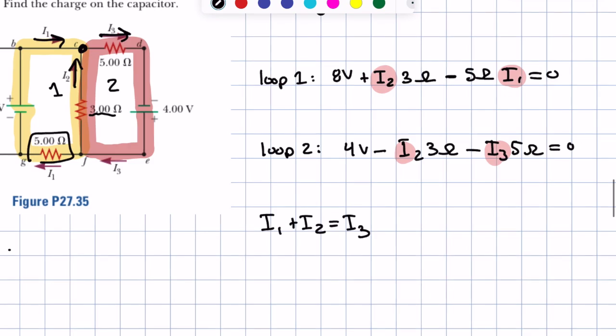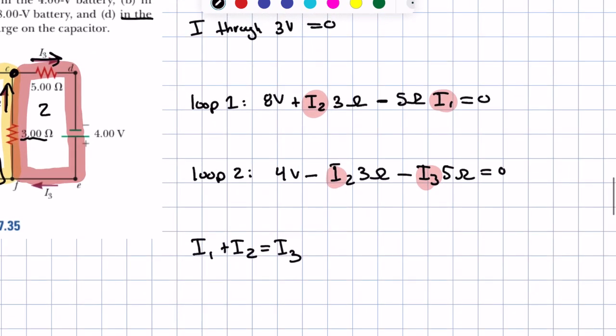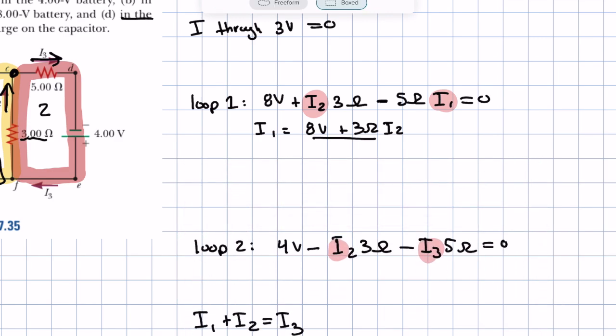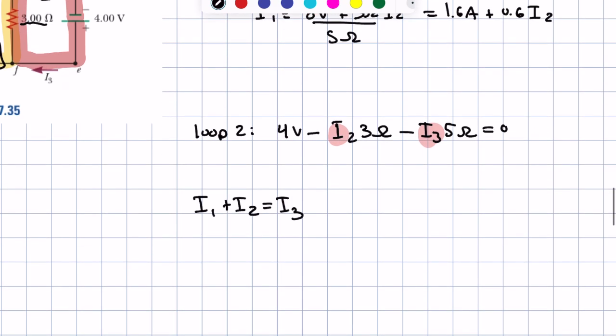So what we're going to do with loop 1 is solve for I1, and we see that I1 is equal to 8 volts plus 3 ohm I2, I'll just move these down, divided by 5 ohms, and that's going to be equal to 1.6 amps plus 0.6 times I2. All right, so then similar thing for the second loop.